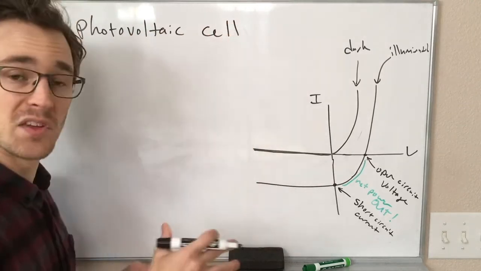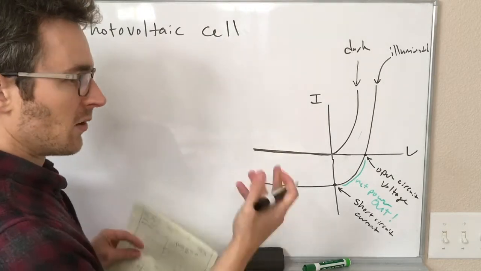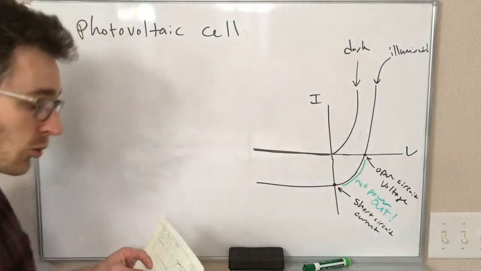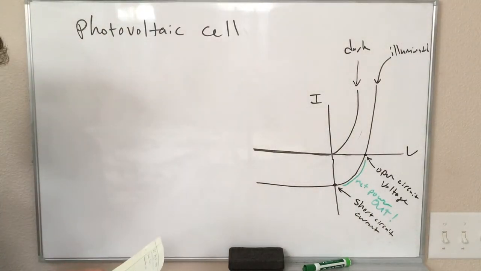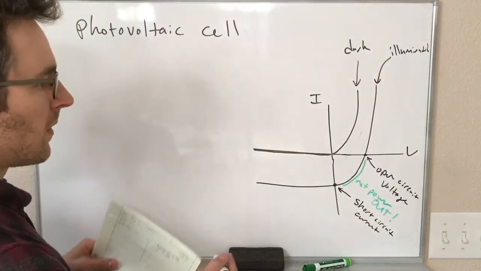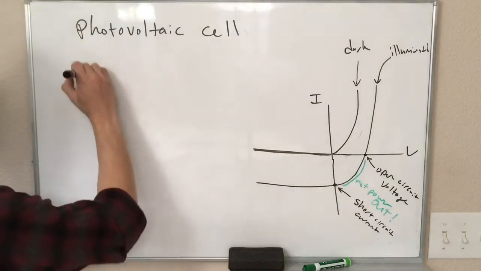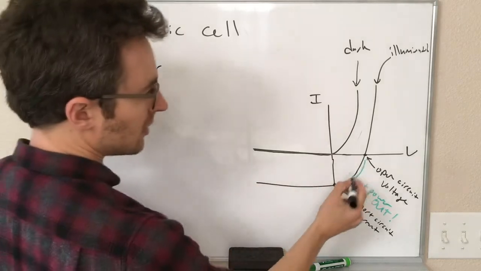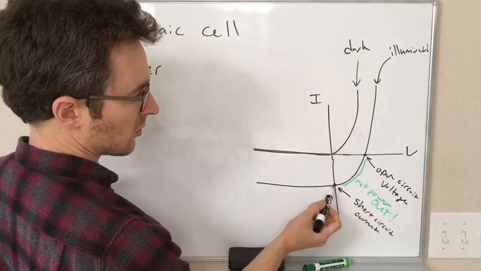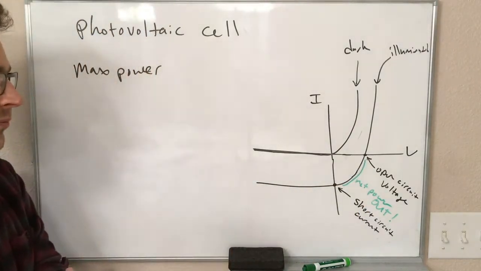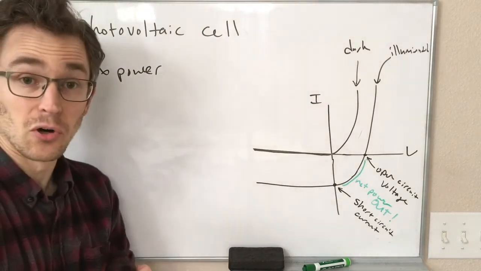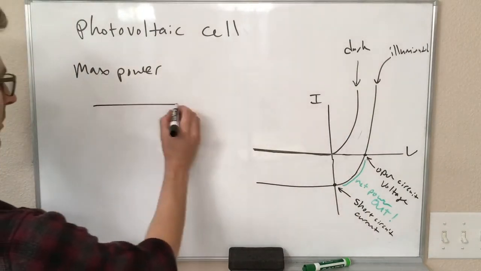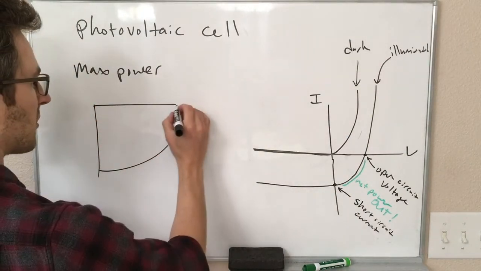So you shine light on this PN junction. Depending on what's connected to it, you might get a voltage and no current, or you might get a current and no voltage, or you might get both. So the maximum power you can get is going to be at some intermediate voltage and current, right? Because if you're at this open circuit or short circuit case, your power is 0 because either your current or voltage is 0.